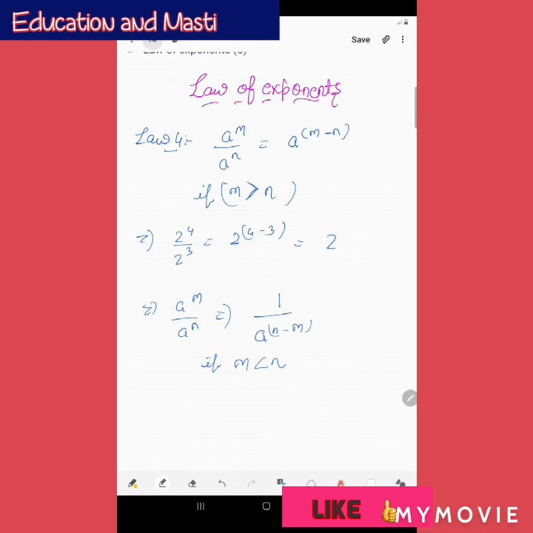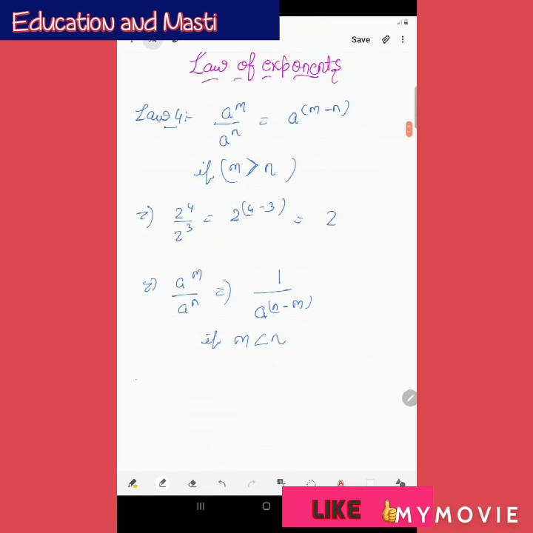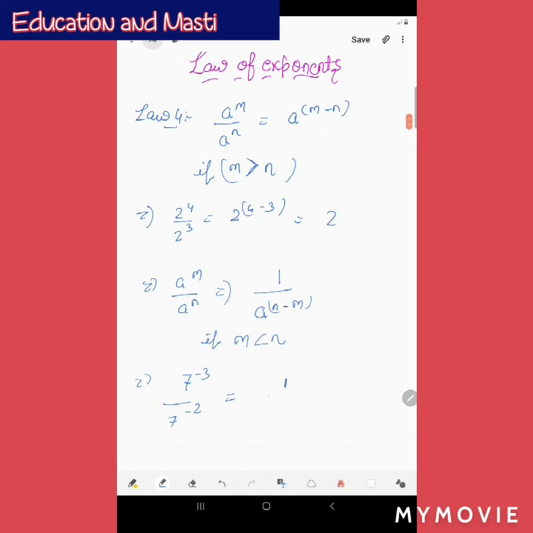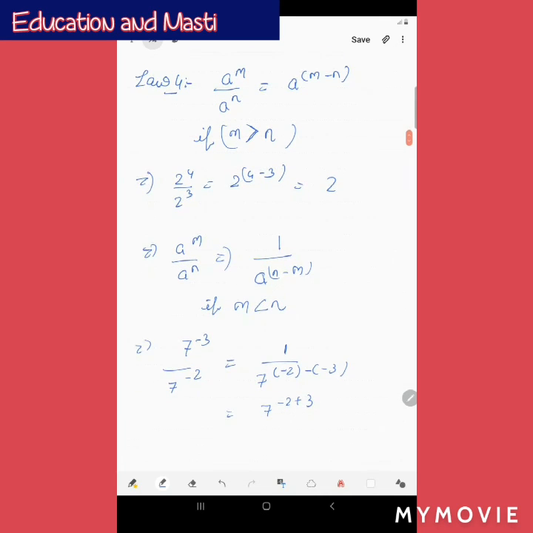If the power of n is greater than m, then we will take that downwards and subtract. Let me take an example: 7^(-3) by 7^(-2) is given to us. Then we will do 1 by 7^(-2 - (-3)), and if minus is also there, then it is okay. Now minus 2 minus of minus 3, so minus 2 plus 3 it will become, and the answer will be 1 by 7.